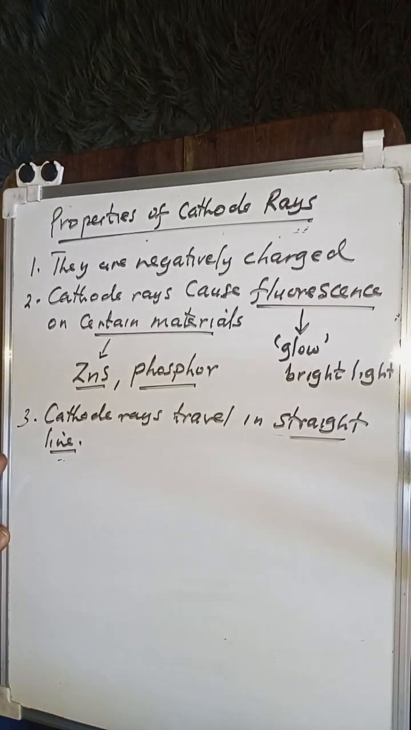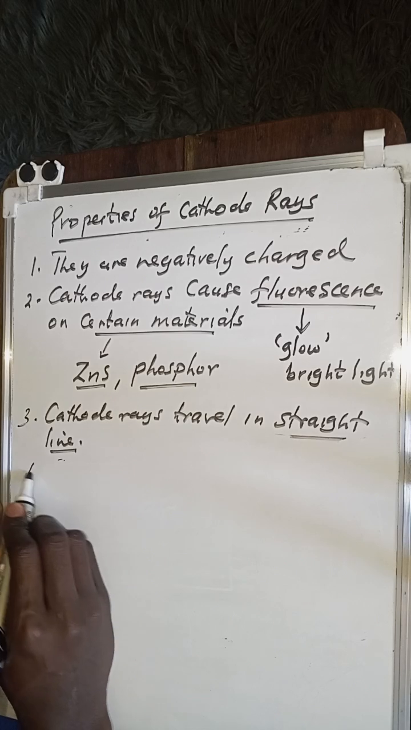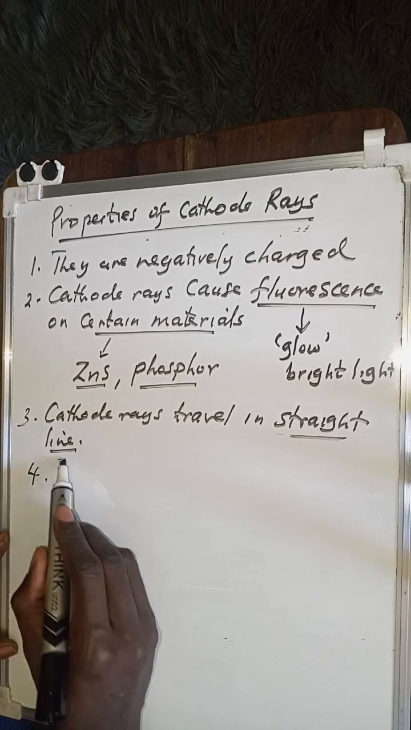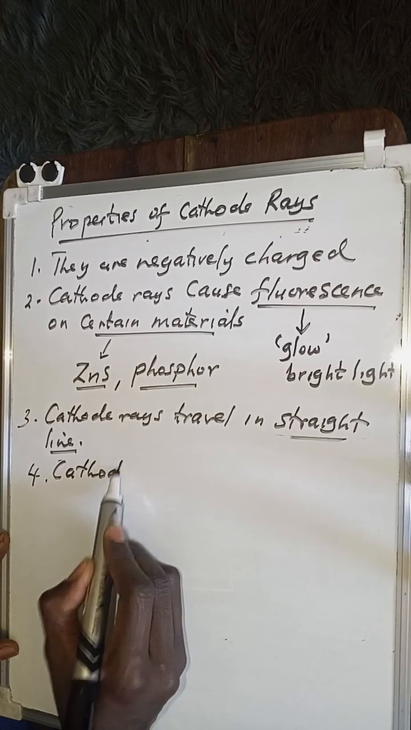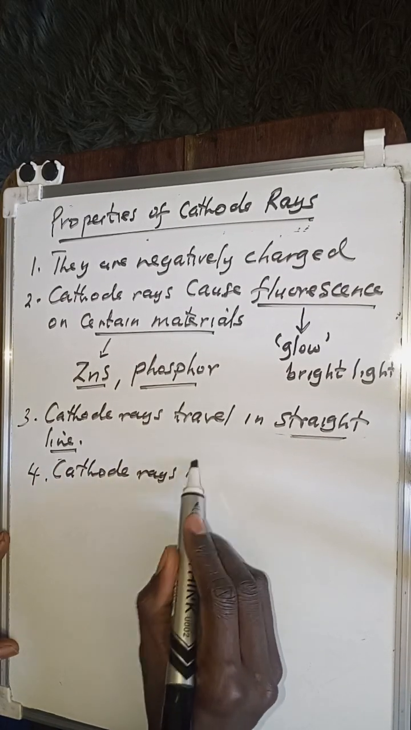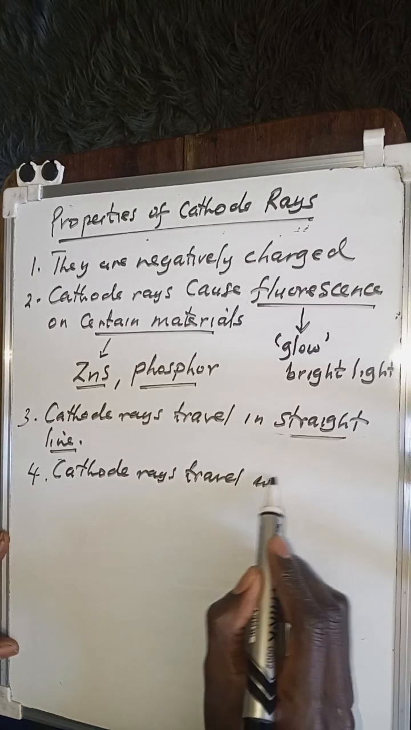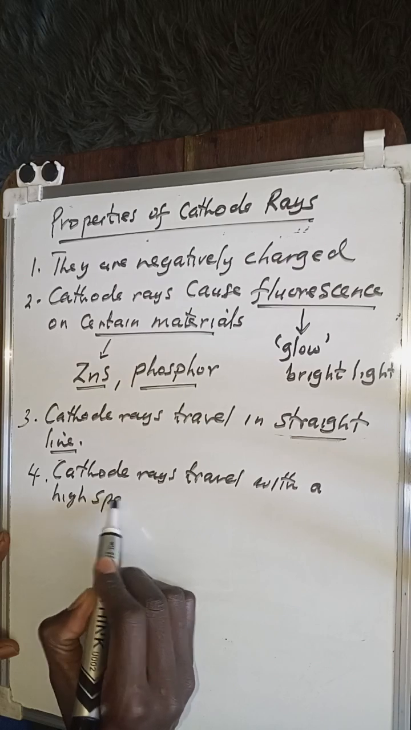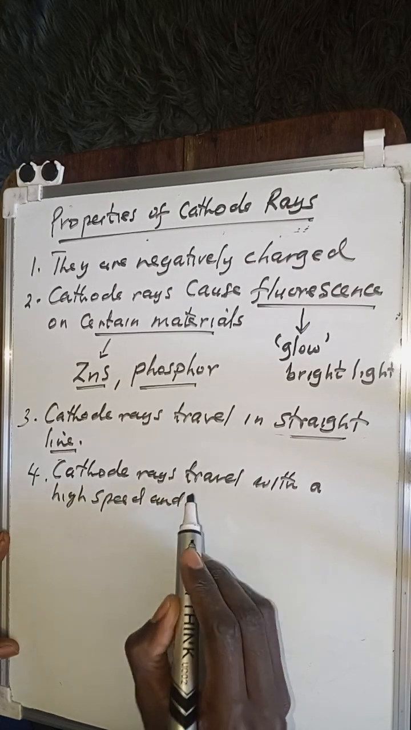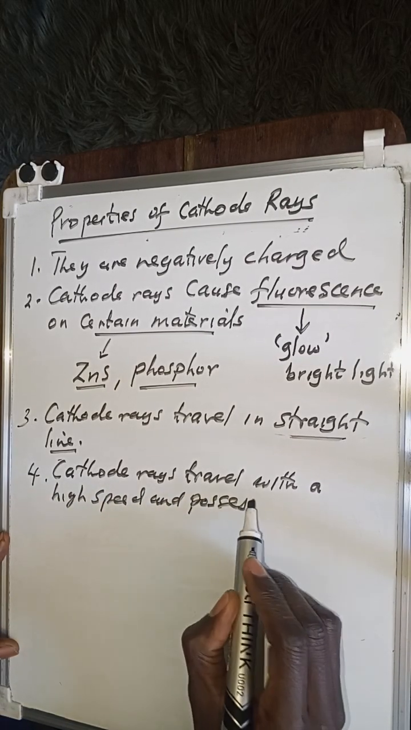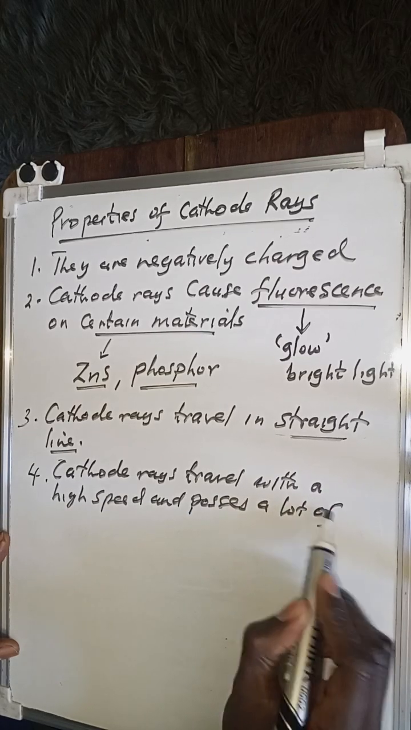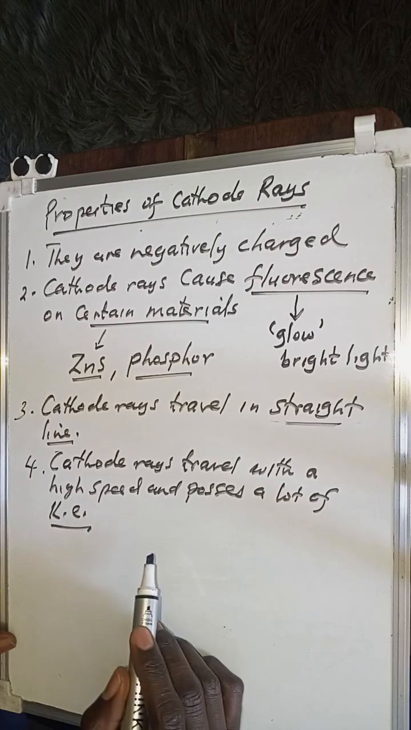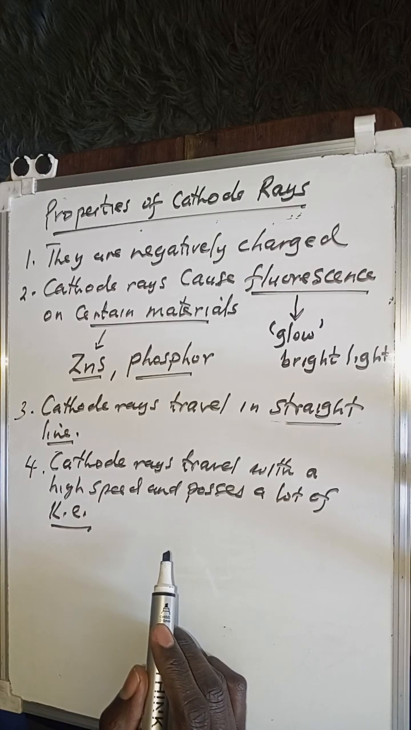Okay, let's give you a few properties just to conclude this discussion. Maybe the fourth one that I can tell you is that cathode rays travel with a high speed, and we can simply say they possess a lot of kinetic energy. Now, it is possible to find the kinetic energy that the electrons possess.